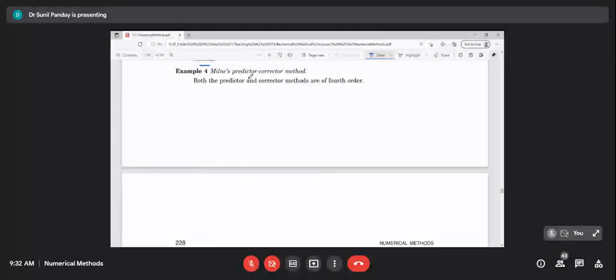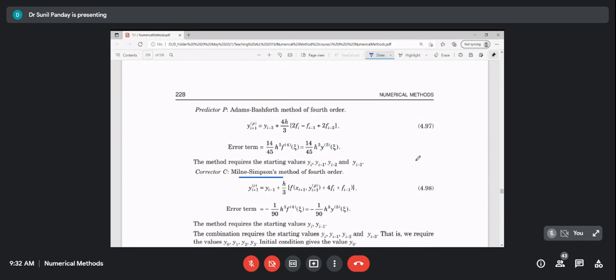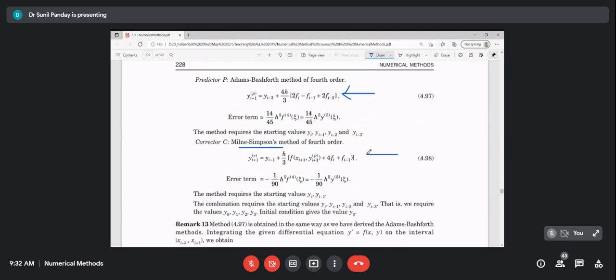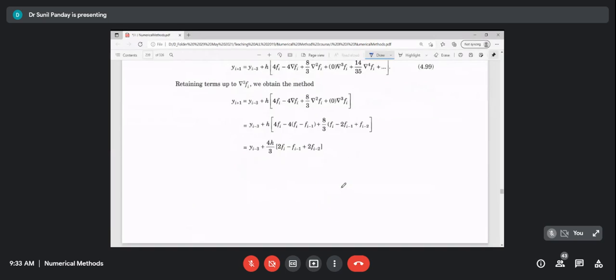Then we have Milne's predictor-corrector method. In the Milne predictor-corrector method, we use the Adams-Bashforth fourth order method as a predictor, and the corrector is the Milne-Simpson corrector method. So we also have these formulas, and we'll see one example related to them.